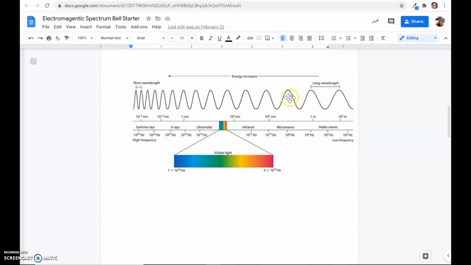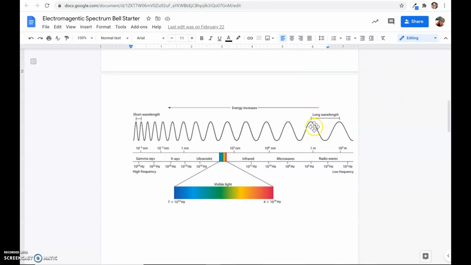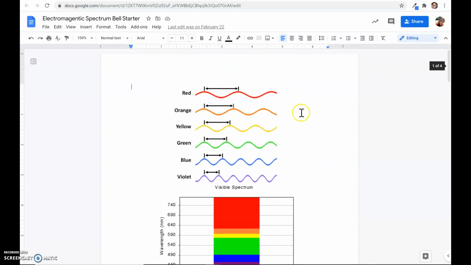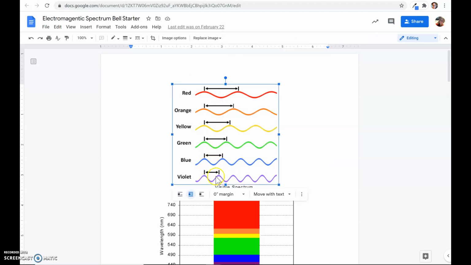And the only difference between all these different types of light waves is their wavelength. So as we have longer wavelengths and we get to shorter wavelengths, all that's changing is the wavelength. So as we change wavelength, we're going to change the type of wave that we have. We'll also change the color. So looking at this picture, red has a longer wavelength, and as we go down the rainbow, we get shorter and shorter wavelengths. So we get down to blue and violet, and they're going to have the shortest wavelengths.